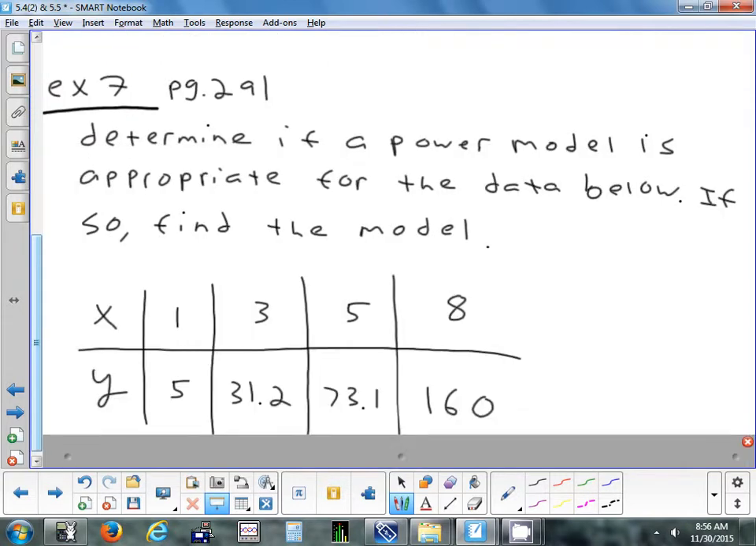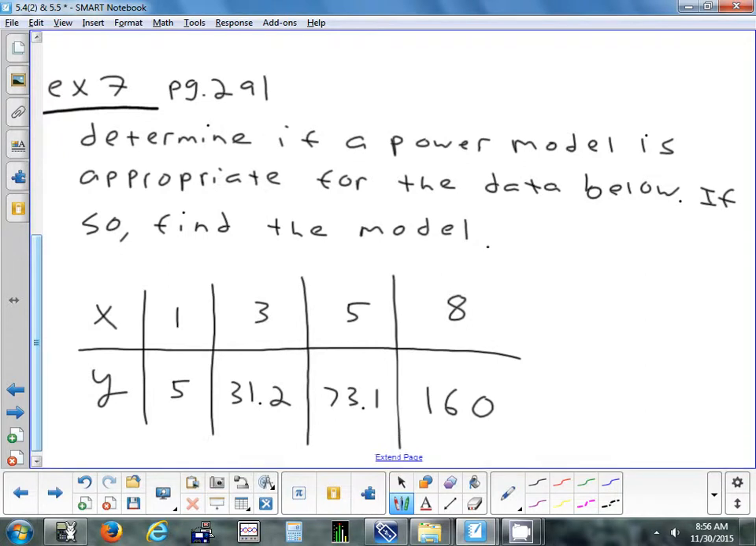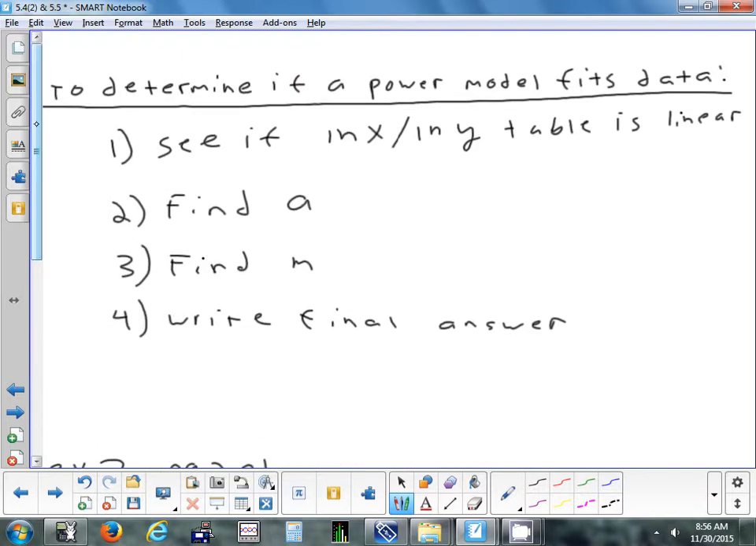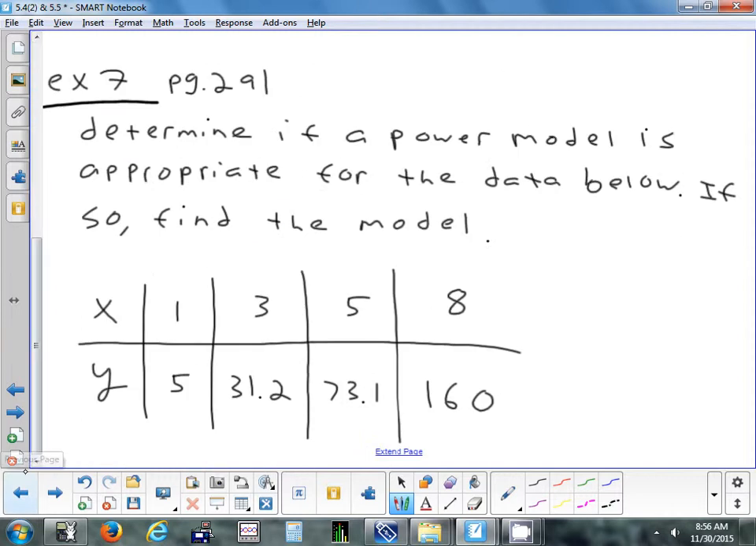All right, so this problem says determine if a power model is appropriate for this data. And if it is, find the power model. Okay, so here's our table of data. First thing I've got to do is check if the power model is the right thing to do. So what I'm going to do, I'm going to take the ln of every number in that table, and I'll just write it down in a different color. Okay, but I'm going to put it in the same table.